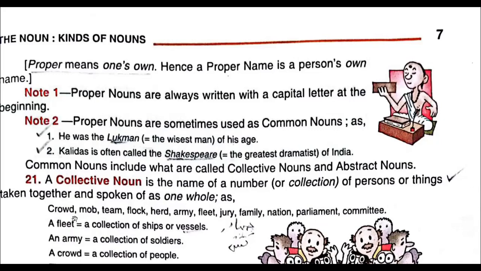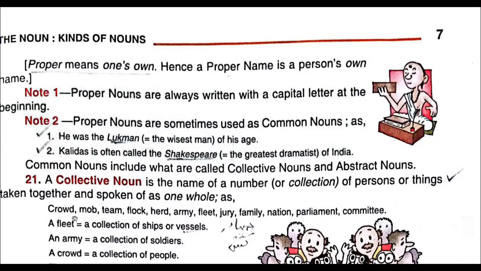Then note 2 is: proper nouns are sometimes used as common nouns. How? As, he was the Luqman of the wisest man of his age. He was the Luqman. It's talking about Hakim Luqman, the wisest man of his age. So here I can see that something has become common. He was the Luqman.